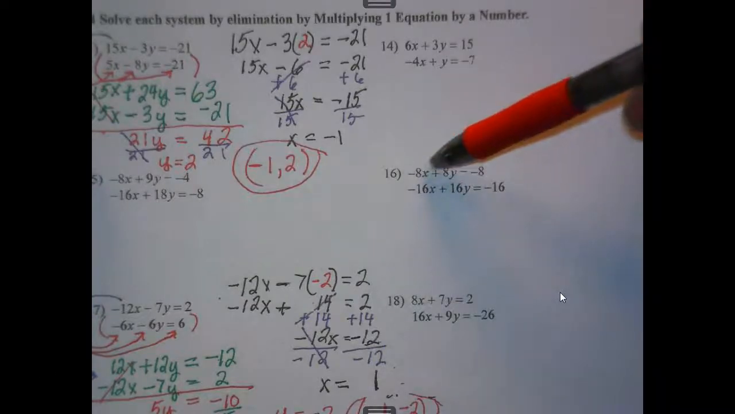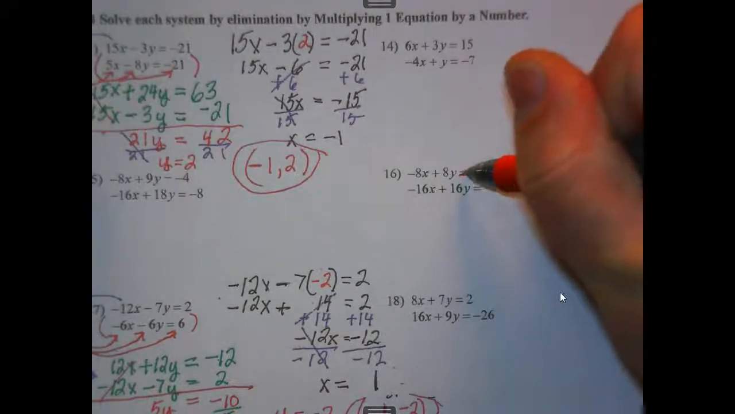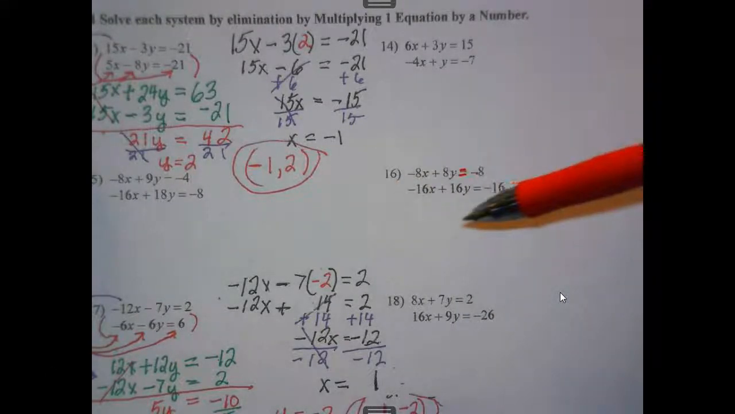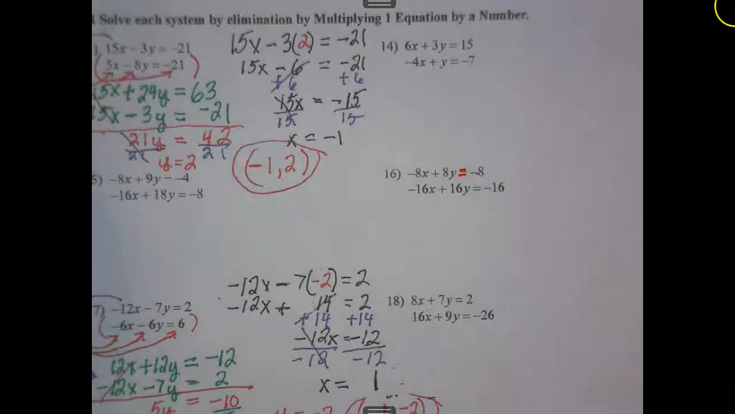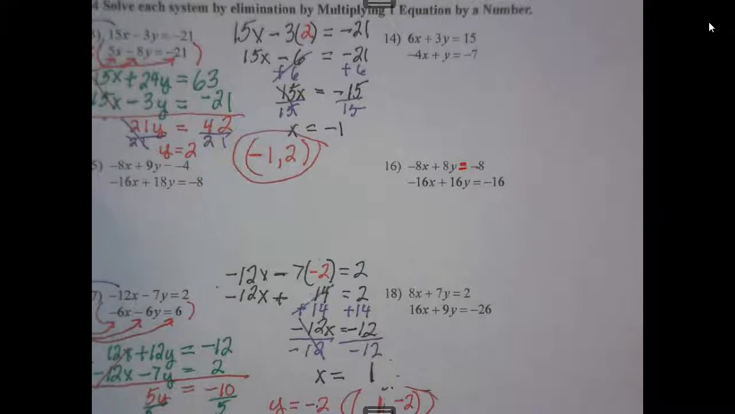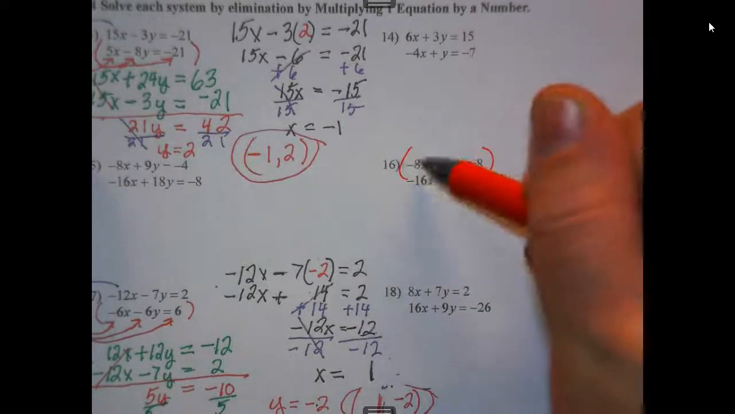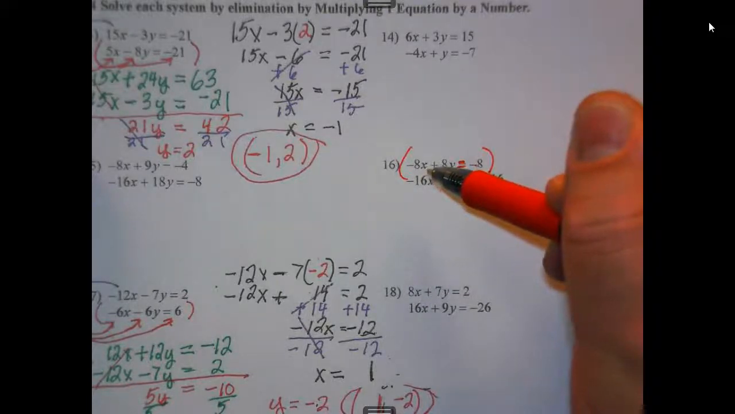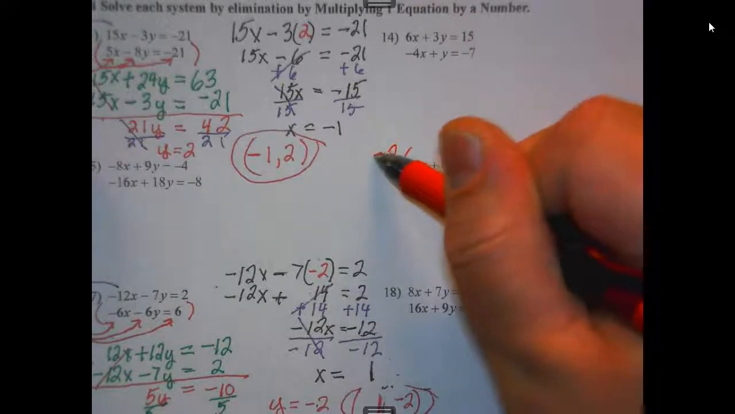I have negative 8x plus 8y equals negative 8. Negative 16x plus 16y equals negative 16. I'm going to multiply the top equation by, I'm going to eliminate the x's. So I'm going to multiply this 8 by 2. And since these are the same sign, I'm going to multiply by negative 2.